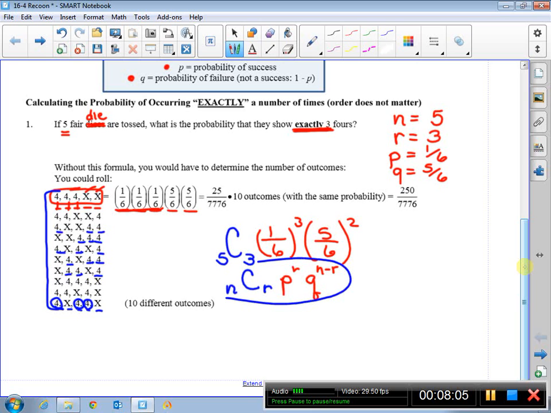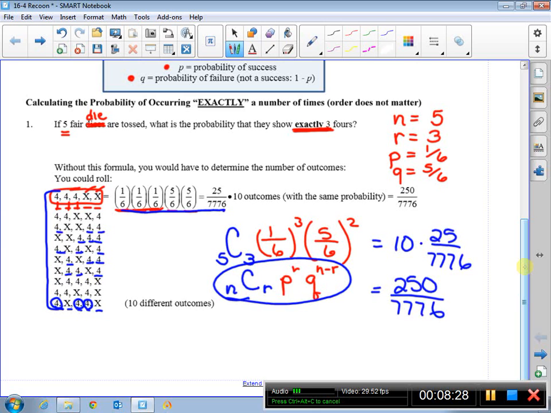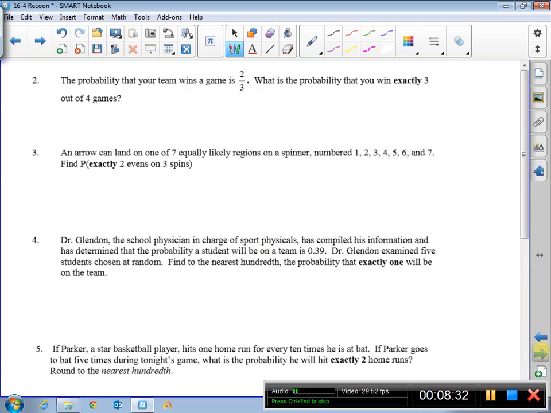So here's the complete formula. All right, so let's go ahead and see what that would be. Some of the work is done here for you. This comes out to 10 times 25 over 7776, which is 250 over 7776. So all of this is the background on how it happens.